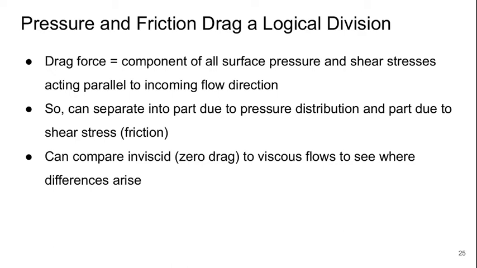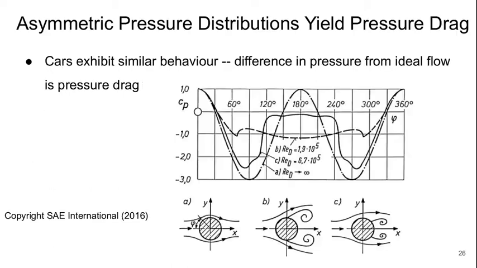Pressure and friction drag is a logical division and is usually the first way of breaking down drag that people get introduced to. The drag force is the component of all the surface pressure and the shear stresses that act parallel to the incoming flow direction. So we can separate that into the part due to the pressure distribution and the part due to the shear stress, which comes from friction. And then it allows us to compare relatively easily the inviscid or zero drag case to the viscous flow to see where the differences arise.